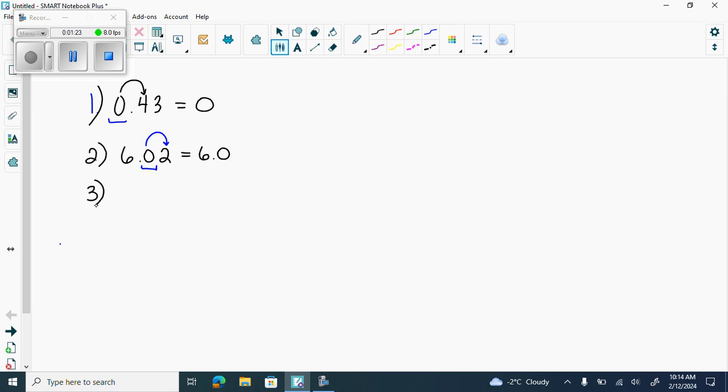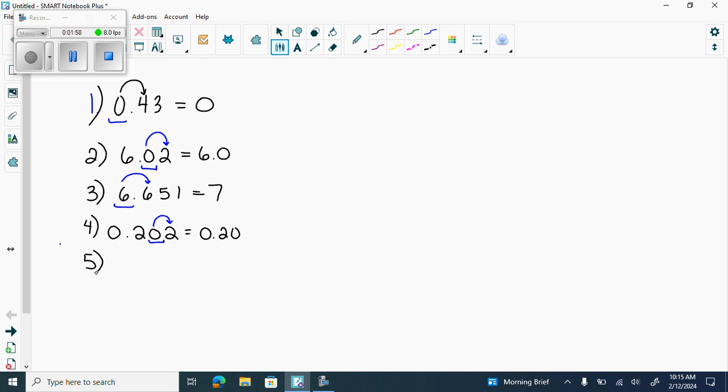All right. 3, 6.651, and it wants the whole number. So I look here at the whole number. I look one back. Is that 5 or higher? Yes, so the 6 becomes a 7, and the rest goes away. 4, 0.202, and it says hundredth. So this is the hundredth spot. Look one behind. Is that 5 or higher? No, so it stays the same, and the rest goes away. So I'm going to get 0.20.